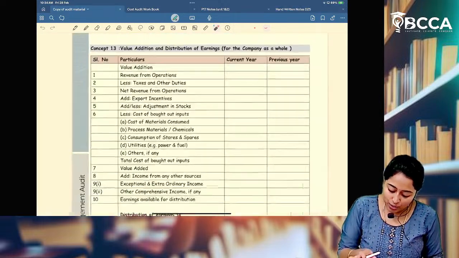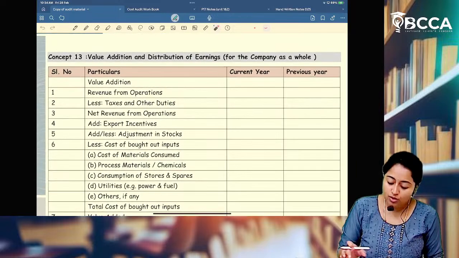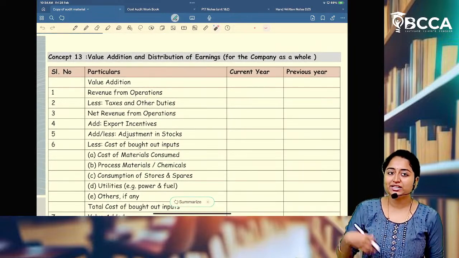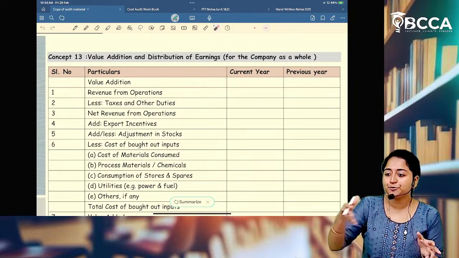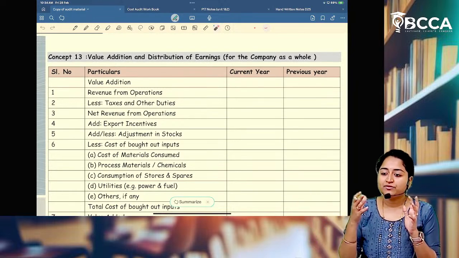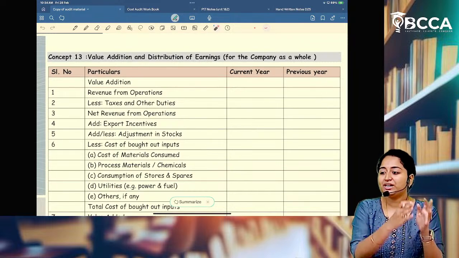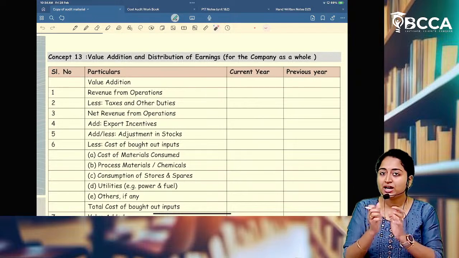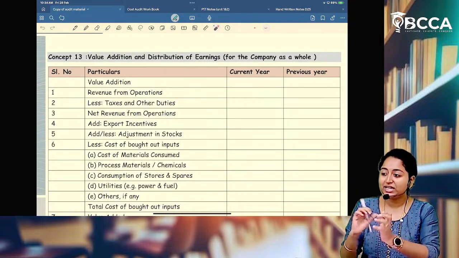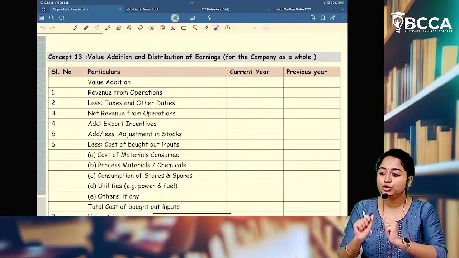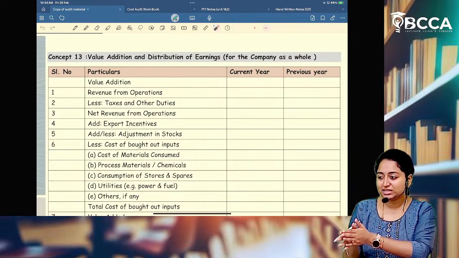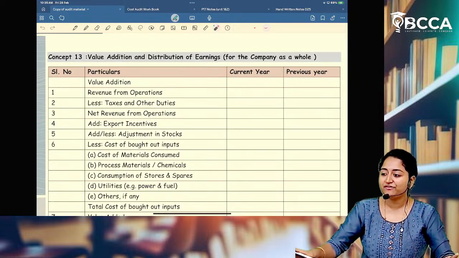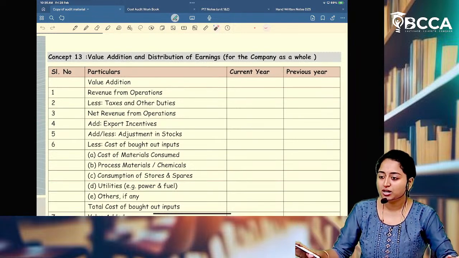Now, how are we going to calculate the value addition and distribution of earnings? Whatever the calculated value addition is, that will be distributed to different claimants. For example, to the employees, it will be given as salaries and wages. To the shareholders, as dividend. To the bank, if any loan is taken, as interest. To the government, as taxes. So, whatever the value addition is, it will be distributed to each and everyone as earnings.